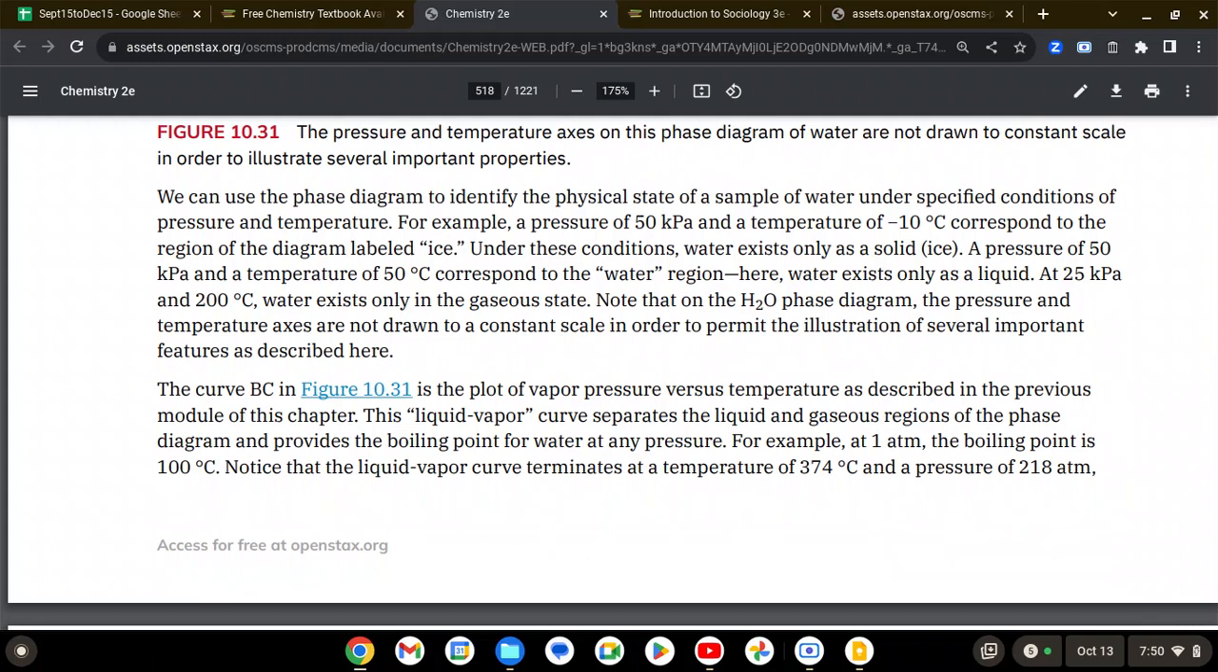Note that on the H2O phase diagram, the pressure and temperature axes are not drawn to a constant scale in order to permit the illustration of several important features as described here. The curve BC in Figure 10.31 is the plot of vapor pressure versus temperature as described in the previous module of this chapter. This liquid-vapor curve separates the liquid and gaseous regions of the phase diagram and provides the boiling point for water at any pressure. For example, at 1 atmosphere, the boiling point is 100 degrees Celsius.